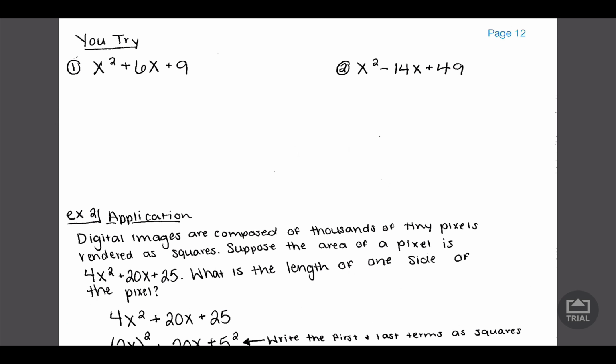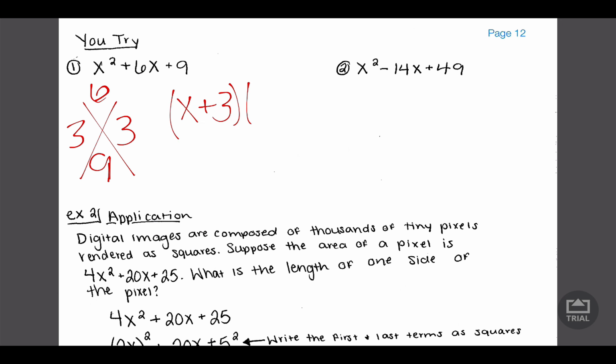Alright, so let's try two of them. If you'd like to pause it here and try them by yourself, great. If not, I'm going to go ahead and go over them. So x method, 9 and 6. We know it's going to be a perfect square because this is the perfect square section. So 3 times 3 is 9, and 3 plus 3 is also 6. So we've got x plus 3, which can be written as x plus 3 squared.